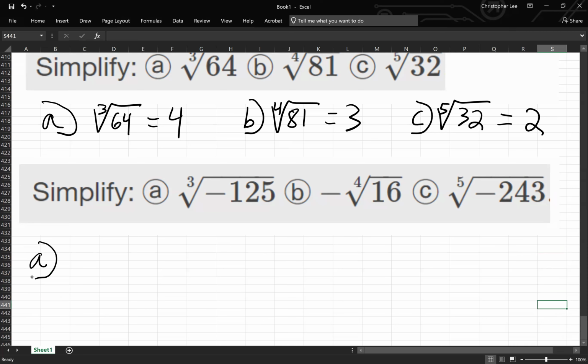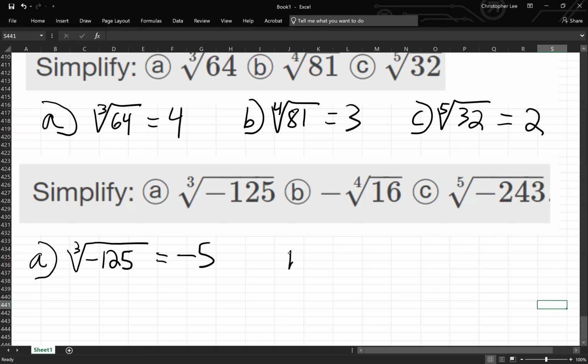Okay, so what's A? A is the cube root of negative 125. What's that? We all live in New York. We should know this. Go ahead. Negative 5. Right? Negative 5 times negative 5 is 25, and then 25 times negative 5, that's negative 125, right?